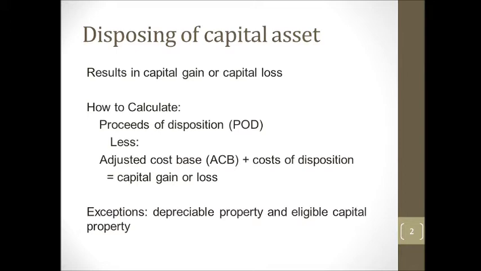The resulting amount, the proceeds of disposition minus the ACB and also minus any disposition costs, if that amount is positive, that would be called a capital gain. If the resulting amount is negative, that would be called a capital loss. Now, only 50% of capital gains are taxable, and only 50% of capital losses are allowed. Therefore, the 50% amount of the capital gain is called the taxable capital gain, and the 50% amount of a capital loss is called the allowable capital loss.